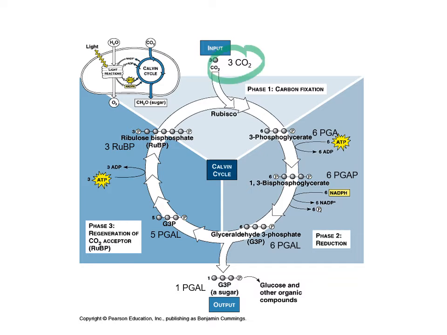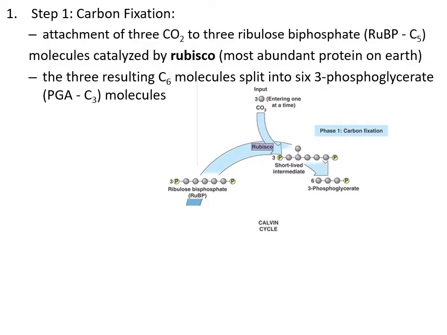So carbon dioxide is going to enter the cycle. Do realize that this RuBP, this ribulose bisphosphate, is already in the cycle, so it is going to be where the carbon dioxide is meeting. This first part is called carbon fixation. We're taking it out of the atmosphere. That's often referred to as fixation, and we're taking carbon out, so that's carbon fixation.